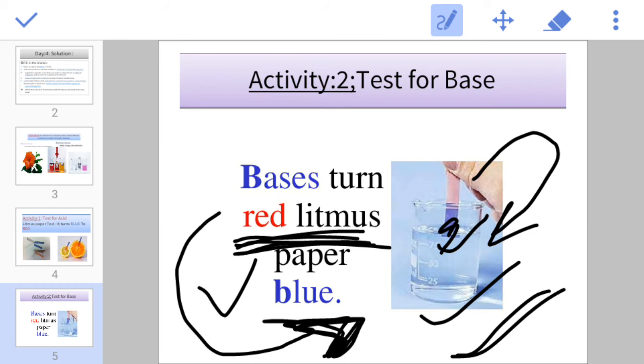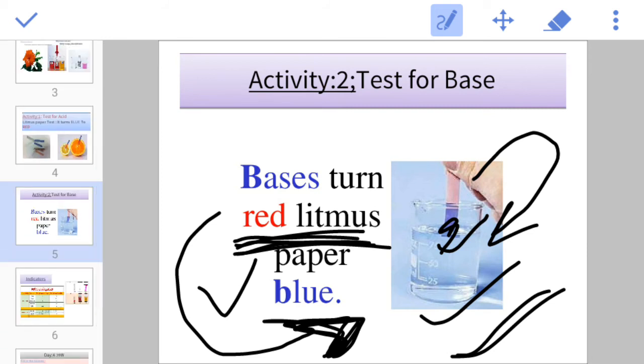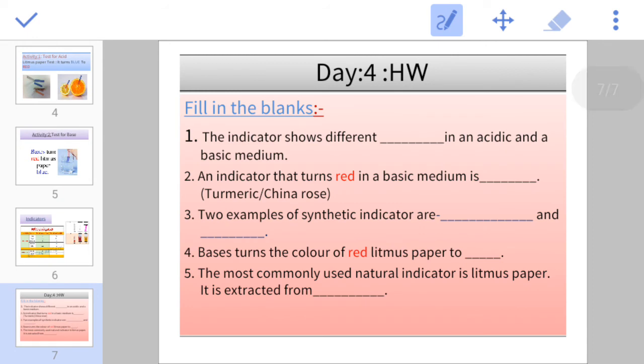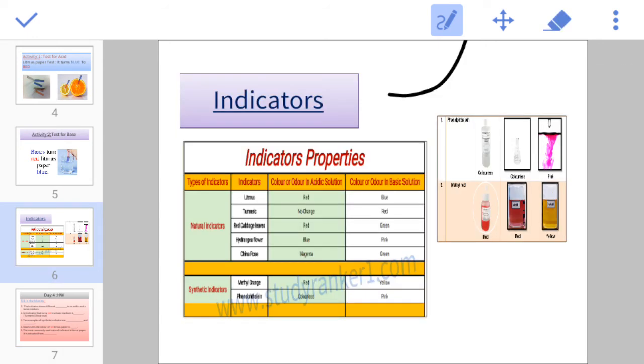Next, I sum up all the indicator properties. Here are the natural indicators, and here we have the synthetic indicators. The natural indicators are litmus, turmeric, and red cabbage. No need to learn all of this, learn the first two only, litmus and turmeric. In an acidic medium it is red with no change, and in a basic medium it is blue and red.